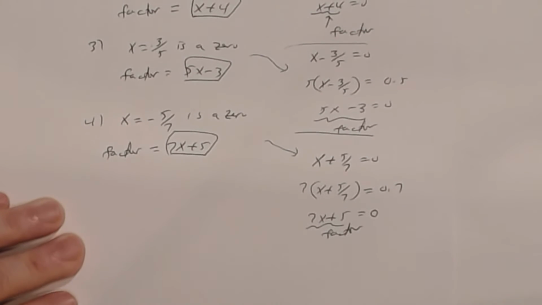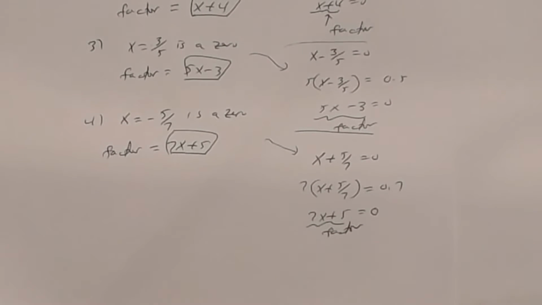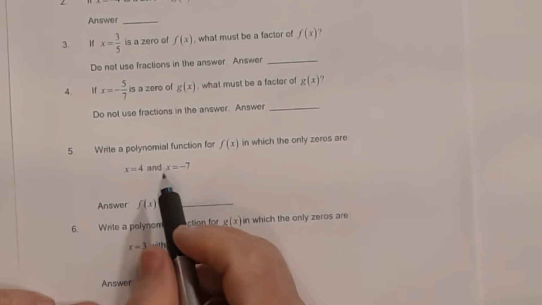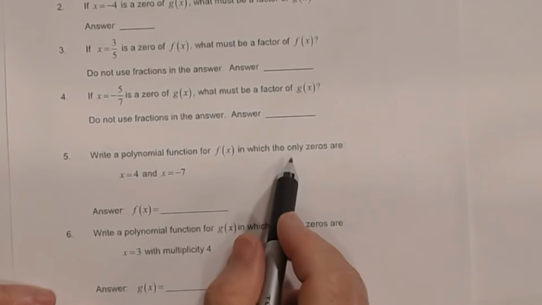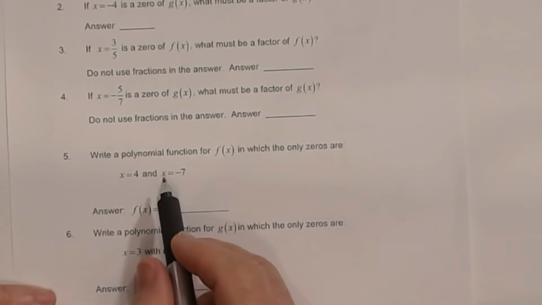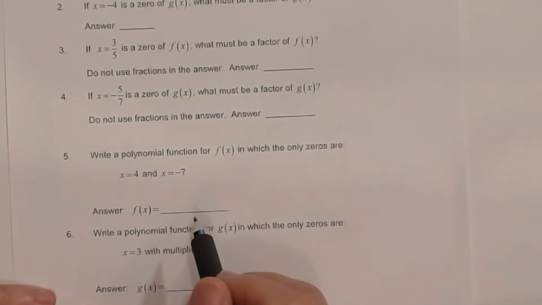All right. Now, look at number 5. Number 5 says this time you want to write a polynomial function in which the only zeros are 4 and negative 7.